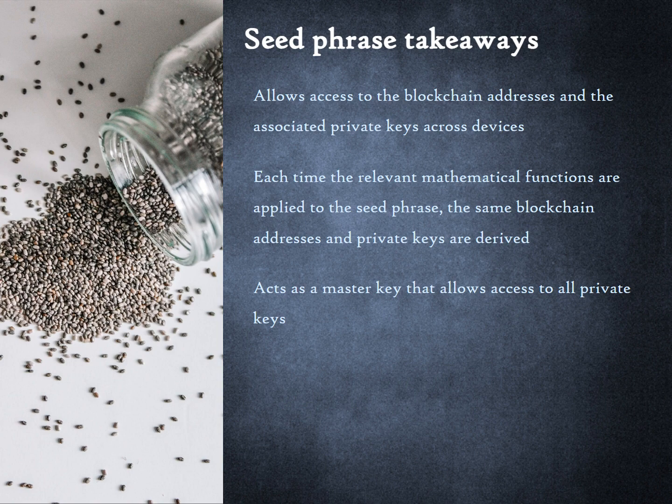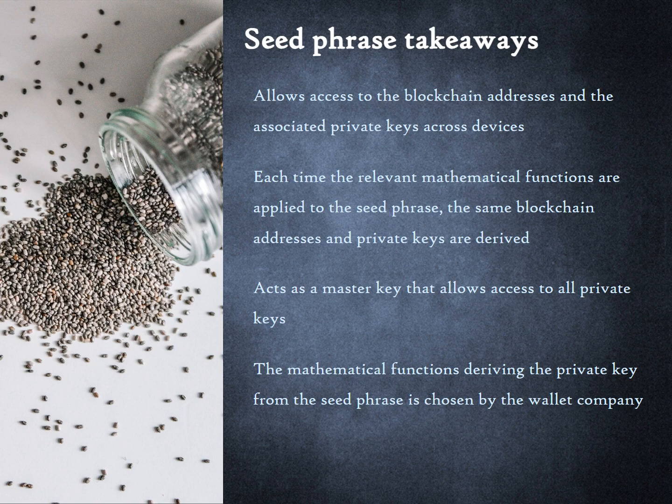The mathematical functions deriving the private key from the seed phrase are chosen by the wallet company. On the other hand, the mathematics underpinning the conversion of private key to public key and blockchain address is universal for a specific blockchain network. Protecting the seed phrase is critical for crypto asset security.